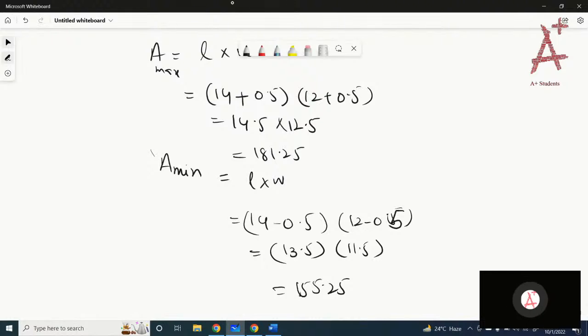Okay, let's start with the next topic. So the next topic is percent error, area, and volume.